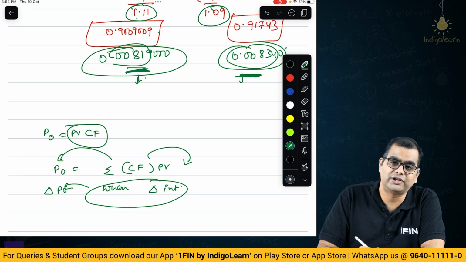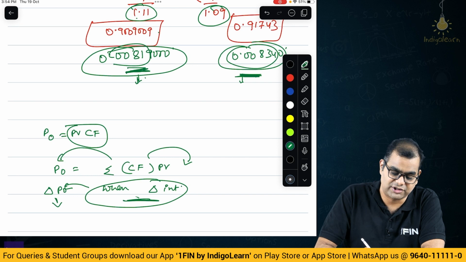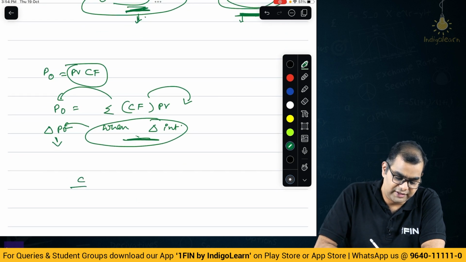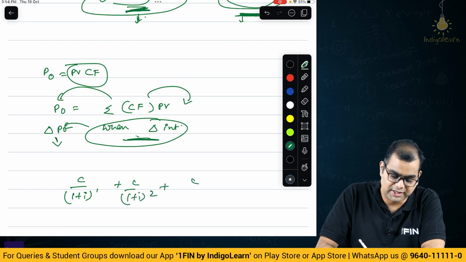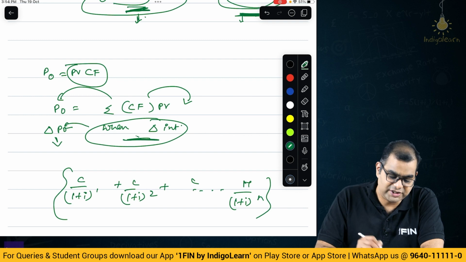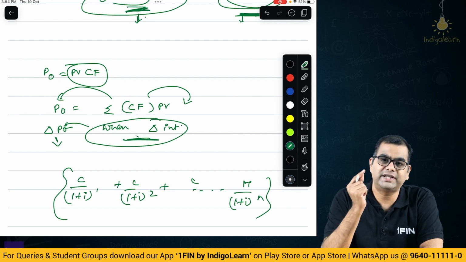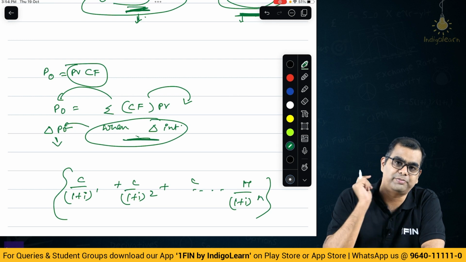So, when there is this small change, what is the change here? How do you compute this? This change is computed by differentiating this equation. What is this equation? C by (1 plus I) power 1, plus C by (1 plus I) power 2, plus so on and so forth, M by (1 plus I) power n. You are differentiating this equation with respect to I. When you do that, you get, for a small percentage change in I, what is the impact on P0?